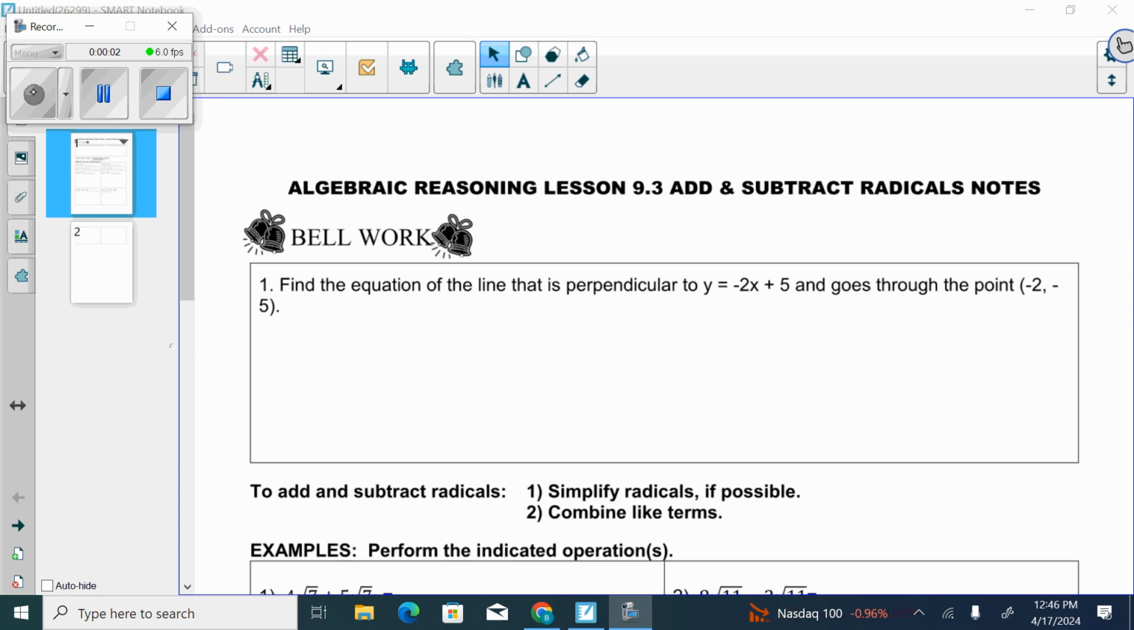It says, find the equation of the line that's perpendicular to negative 2x plus 5 and goes through the coordinate point negative 2, negative 5. Okay? So if it's perpendicular, what does that mean? Does it mean they look like this? Or does it mean they look like this?